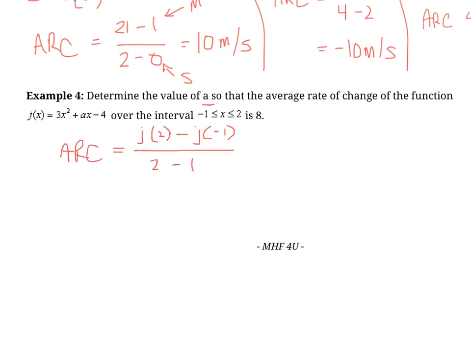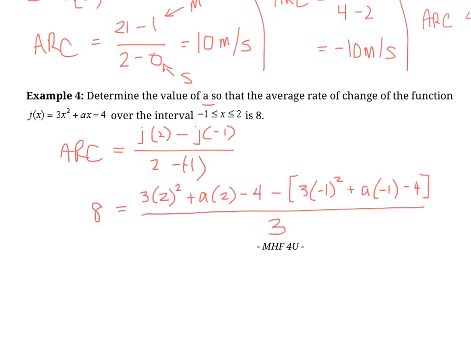If you're stuck, I've started it a little bit for you. I just took our average rate of change formula, y2 minus y1 over x2 minus x1, and I've plugged in what we do know. So j at 2 minus j at negative 1 over the difference in the x values, 2 minus 1. Actually, that should be 2 minus negative 1, right? So again, pause it here and see if you can figure out what to do from here.